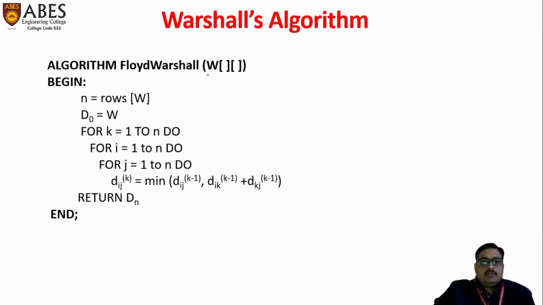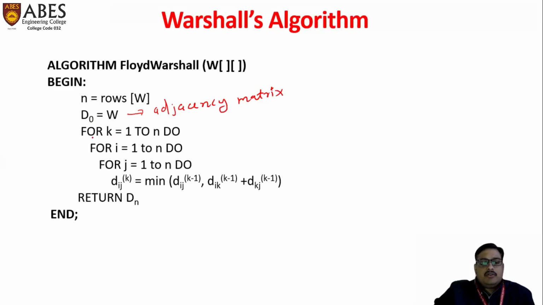Here we have a weight matrix. Suppose the weight matrix, or we can say the adjacency matrix of the graph, is given. There are n rows in that adjacency matrix, which means there are n vertices. Here D0 denotes the direct matrix, that is the adjacency matrix of the graph. It means in this we have direct edges. If there is a direct edge between a pair of vertices, then the weight is written there.